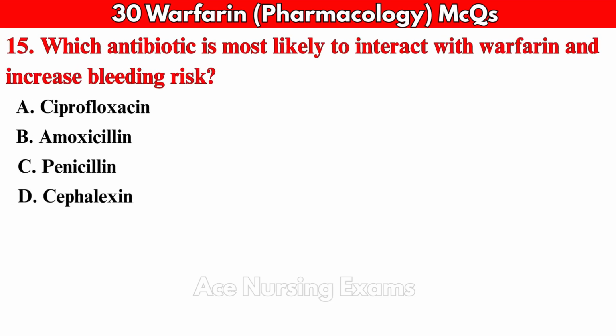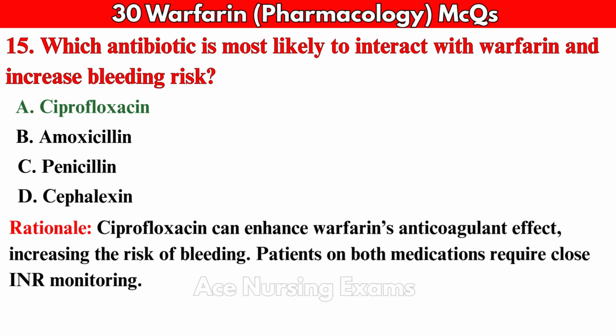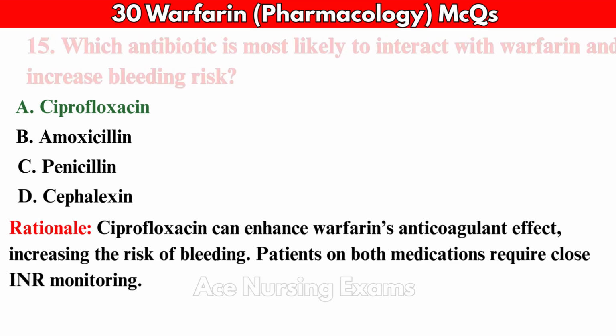Which antibiotic is most likely to interact with warfarin and increase bleeding risk? A. Ciprofloxacin. B. Amoxicillin. C. Penicillin. D. Cephalexin. Correct answer is A. Ciprofloxacin. Ciprofloxacin can enhance warfarin's anticoagulant effect, increasing the risk of bleeding. Patients on both medications require close INR monitoring.